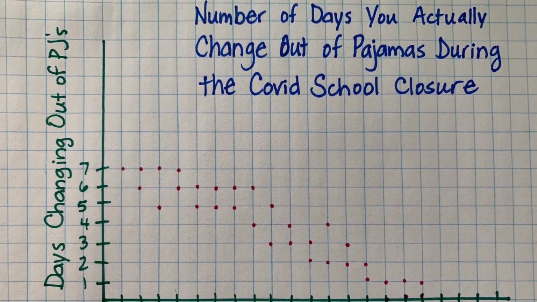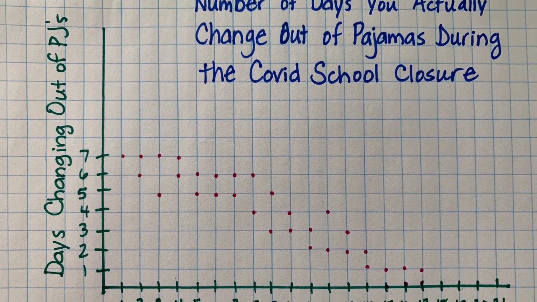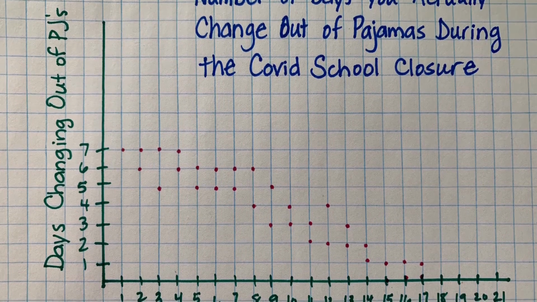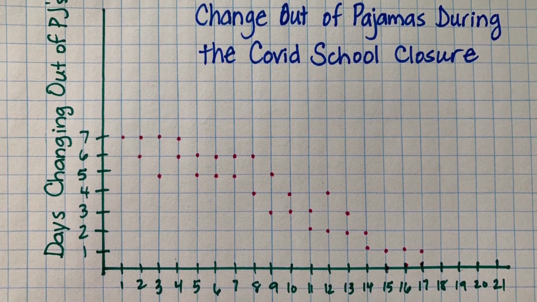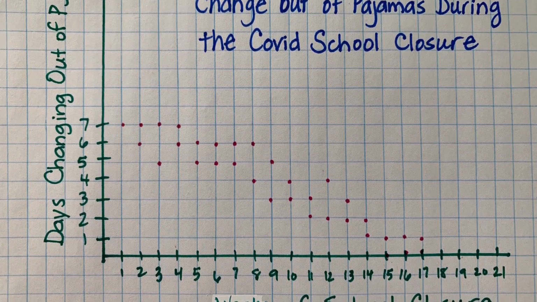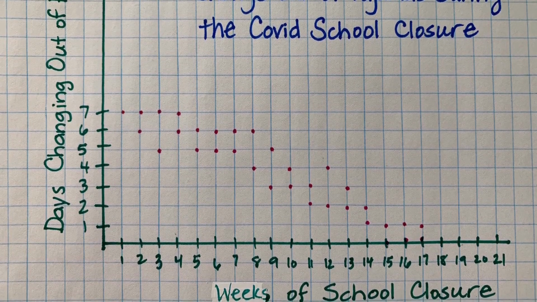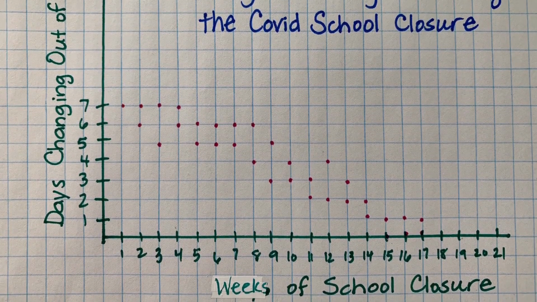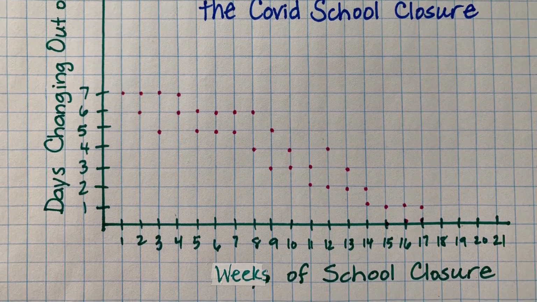Our next scatter plot shows the number of days that you actually change out of your pajamas during the COVID school closure. At first, you're doing great and you're changing out of your pajamas 7 days a week. Rock star. But as the weeks go on, we find that there are fewer and fewer days that you change out of your pajamas. So we would say that there is a negative linear correlation between changing out of your pajamas and the number of weeks of the COVID school closure.